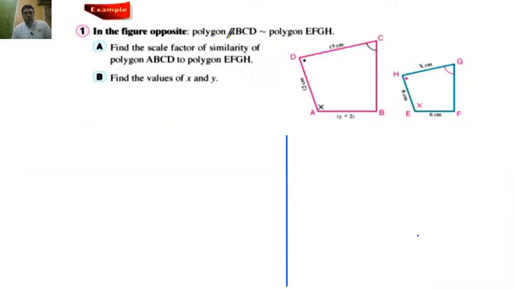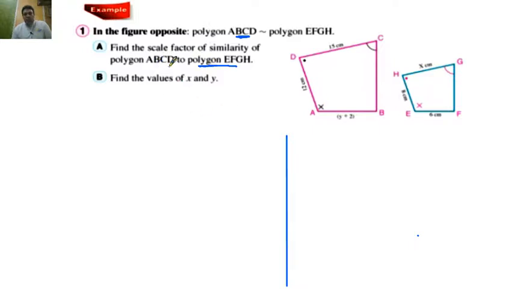Example: in the opposite figure, polygon ABCD is similar to polygon EFGH. Find the scale factor of the similarity of the two polygons and find the value of x and y. We have two relations, angles and sides. The required is a side, so we can't use the relation between angles. We must use the relation between sides.